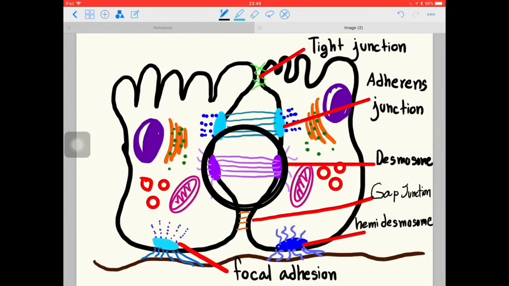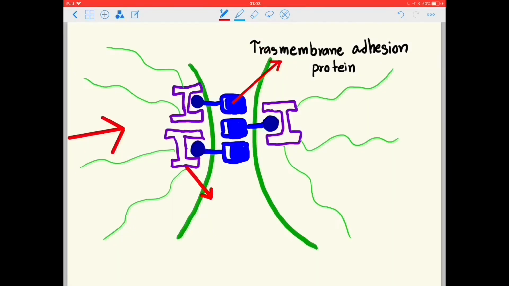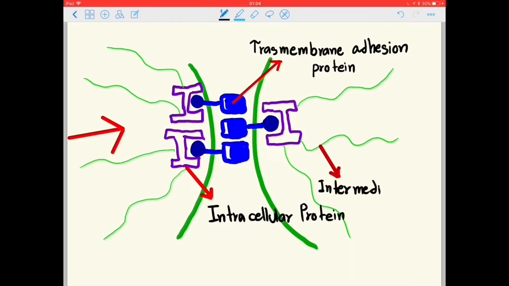This picture explains the structures of the junction and why cells attach to others. The next one is called intracellular protein, then the transmembrane protein and the cytoskeleton connectors. And finally, the intermediate filament or the cytoskeleton, as I have mentioned previously.